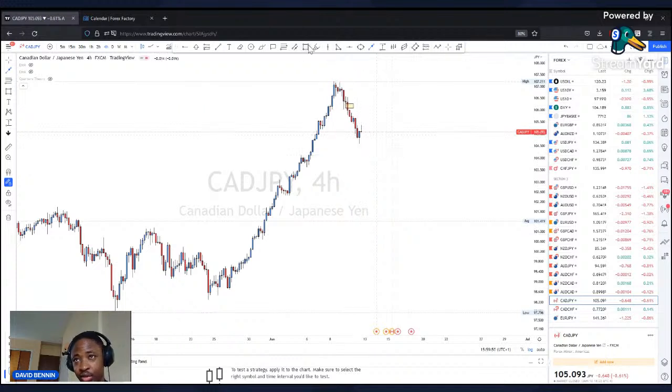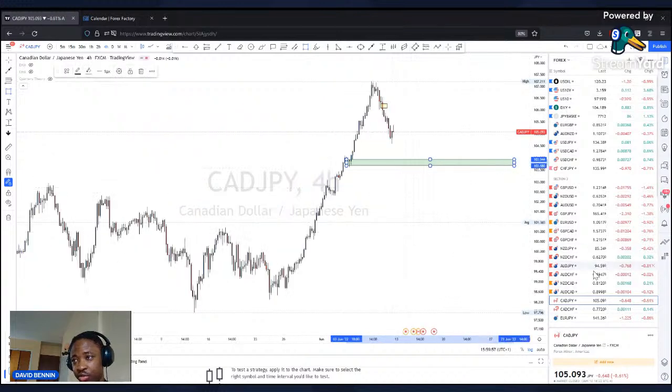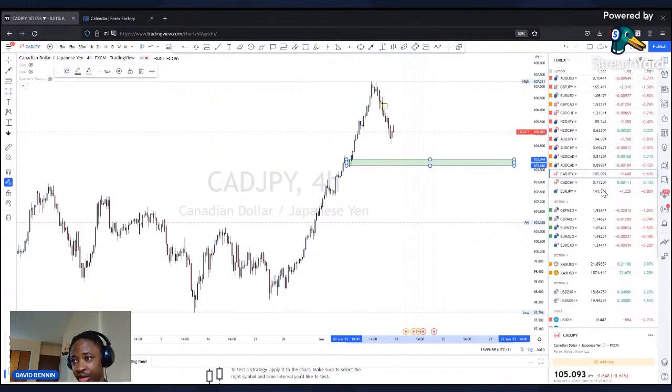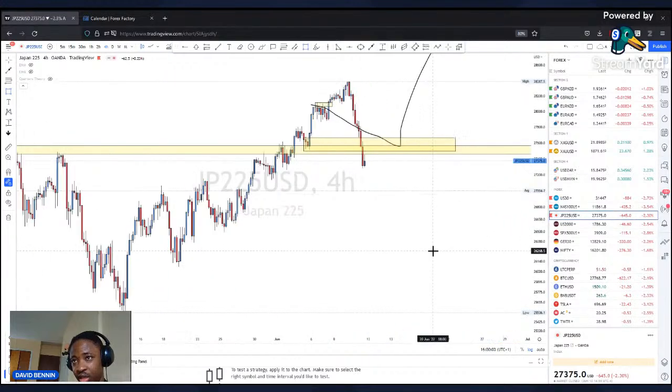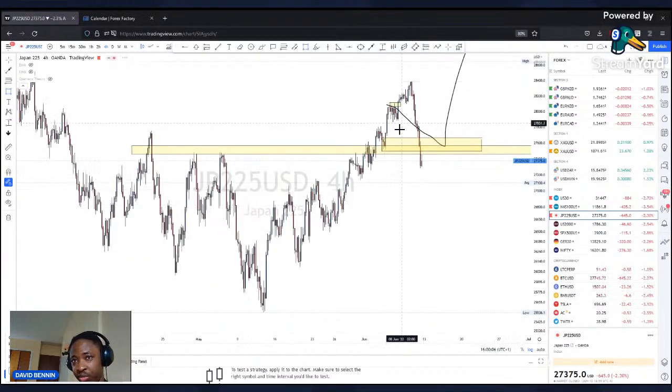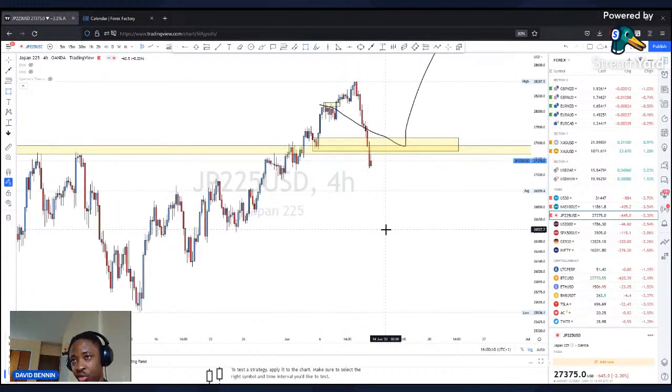So this level on CAD JPY is a little lower. So similar sort of structure. And if we look at the JP225, with JP225, it has broken this level here, which means we could go down long term.